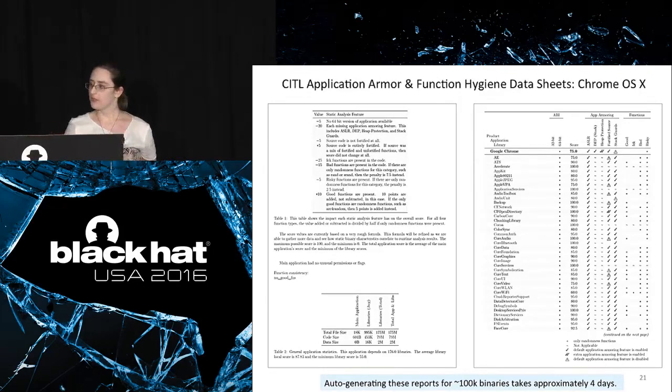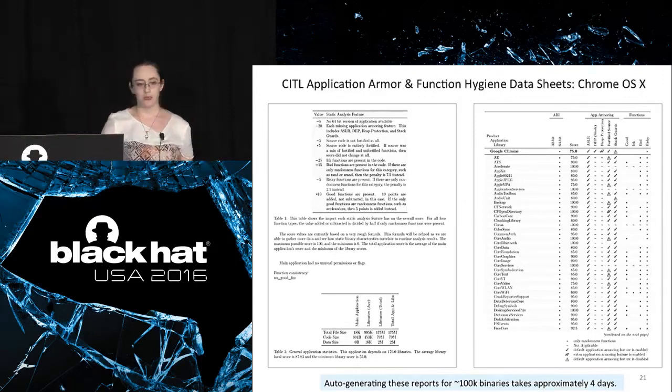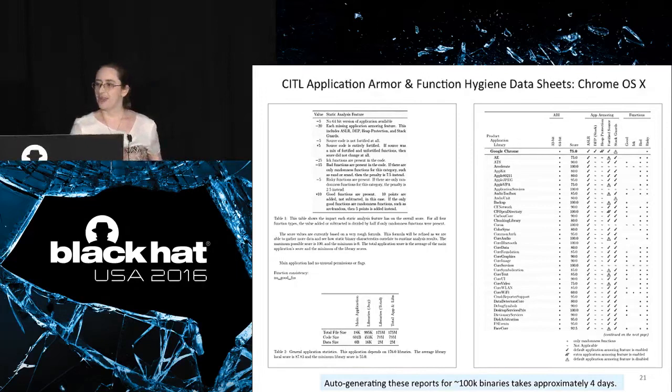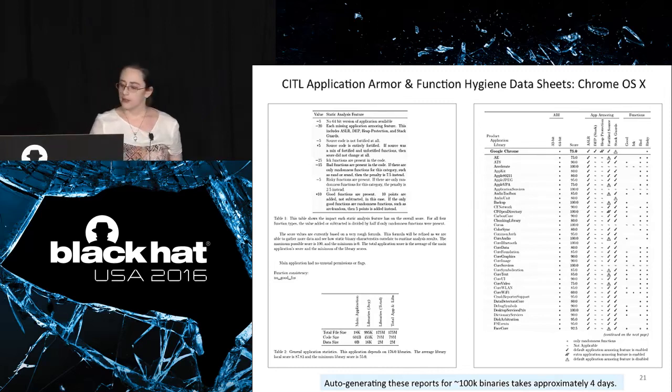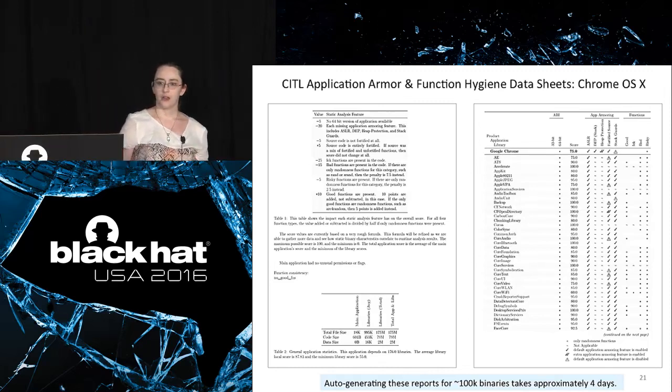Moving on to the second page, the main report. On the first column, we've got the main application at the top, and then all the libraries listed. This goes on for several pages. Clearly, that's not 170 lines. And then after that, the columns are whether it's 32 or 64-bit, what the score was, and then the two categories of columns after that are application armoring and then function hygiene, which are just a subset of our static analysis features, but they're the ones we're highlighting in this talk.